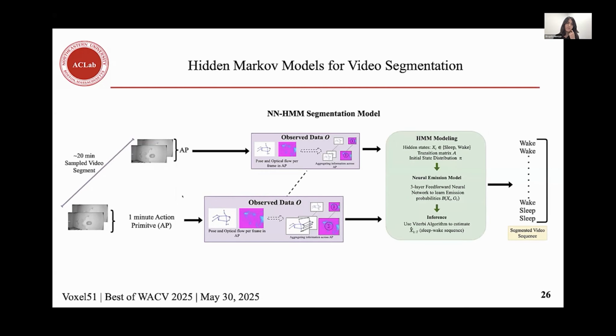So this is where we are shifting, and currently researching this idea of using hidden Markov models for video segmentation. You can see here now I'm focusing on a longer range clip, perhaps a 20-minute sampled video segment, where we can define smaller action primitives, where the model extracts features from those action primitives, and those features serve as the observed data that the model can then learn to identify the most probable state that the infant will be in given those features.